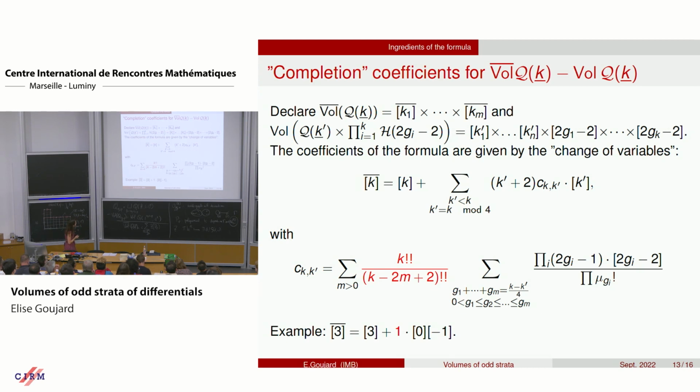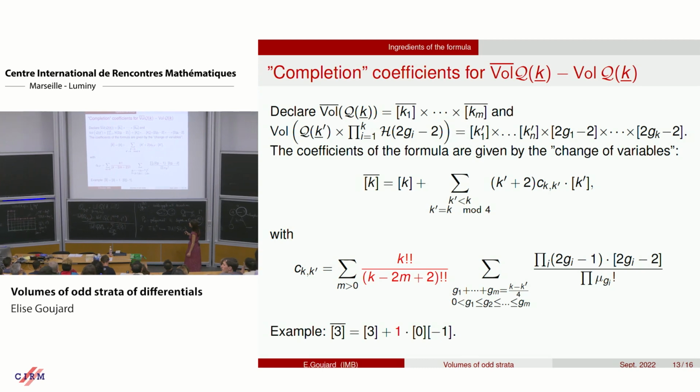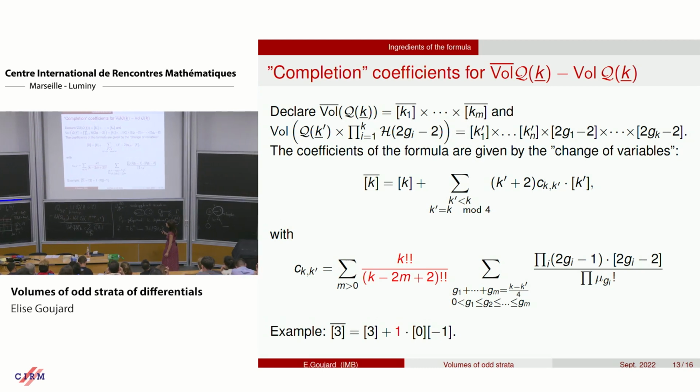So what is this formula? It's a really funny story. We have this number, the completed volume of the stratum. And for now, I just want to declare that this behaves as a multilinear function on the variables k1 with a bar. I'll just declare that this is a product of some variables that I denote by this. And I also declare that the volume of the product of the stratum here is the product of other variables without bars. So this doesn't make sense for now.